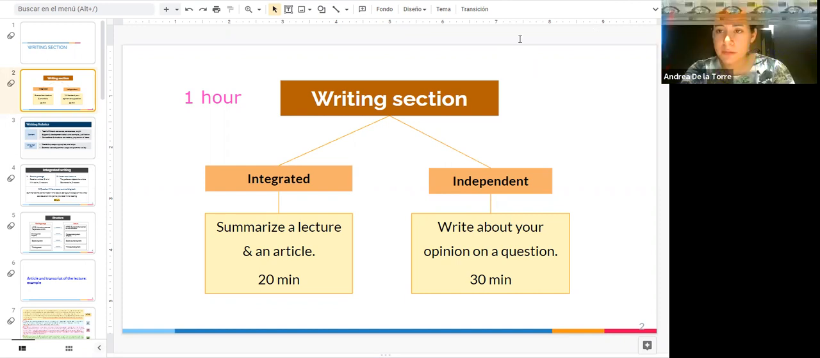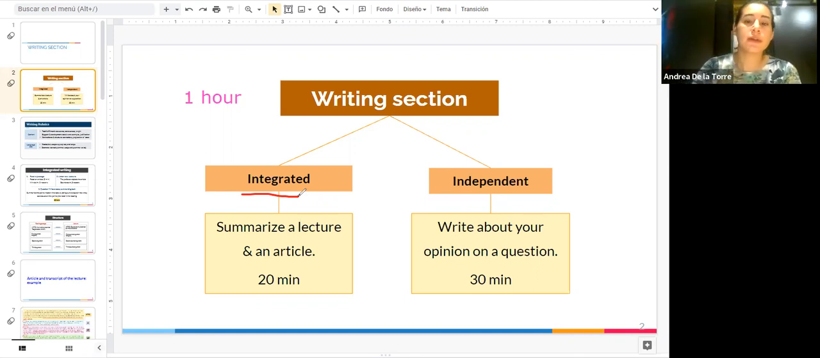No, you don't remember? Well, basically both in the speaking and in the writing section, integrated means that you get to integrate your skills, right? So even though this is supposed to be the writing section, in the integrated question, they will also evaluate your listening and your reading skills. So it will be like an integrated evaluation. And in the independent writing, it's just your writing what matters the most, okay? So that is the difference.